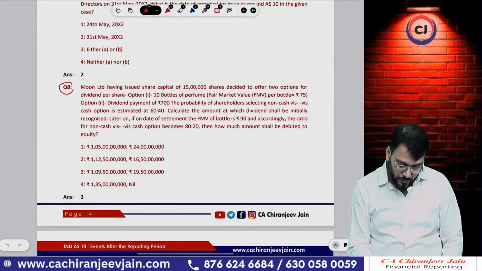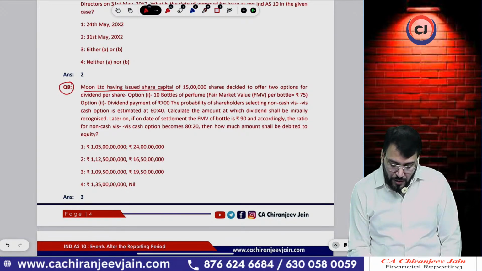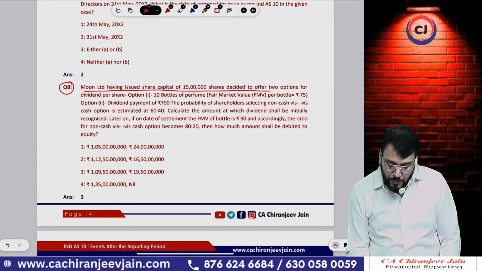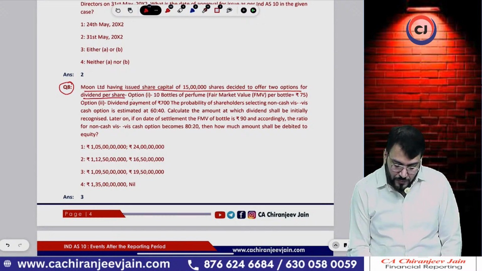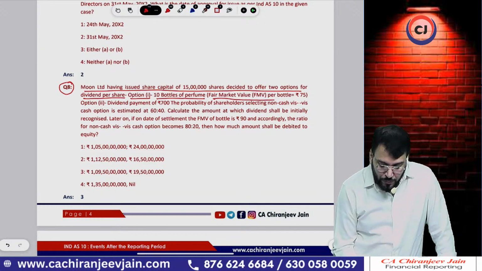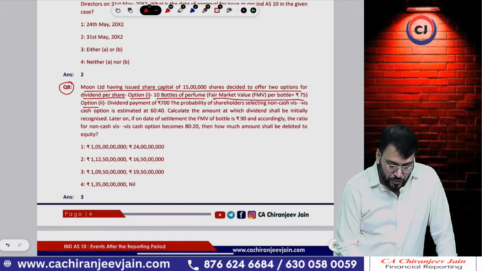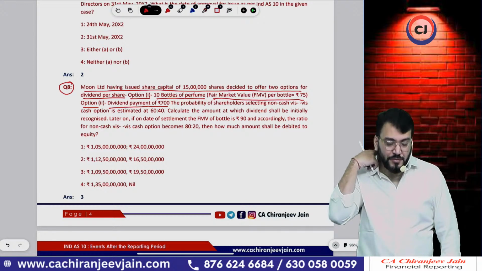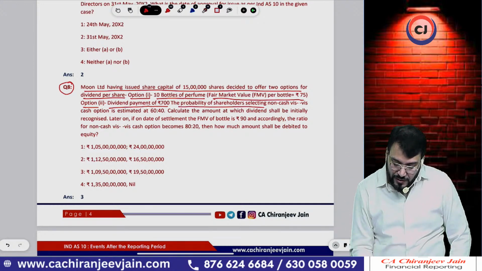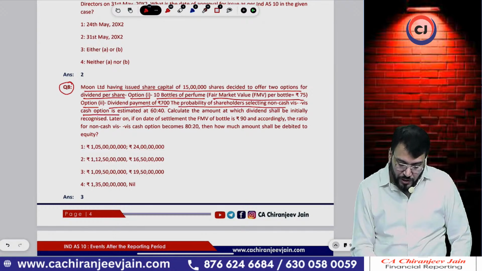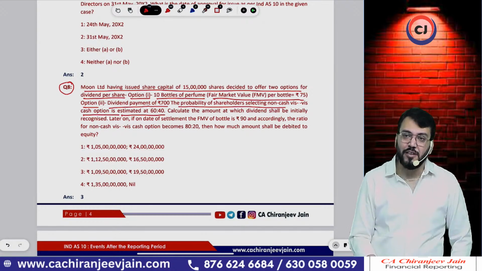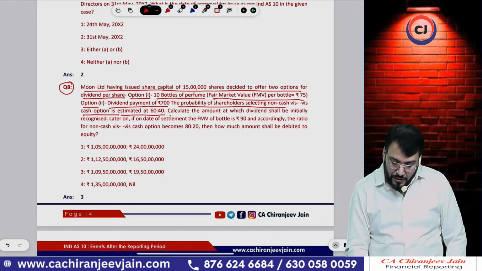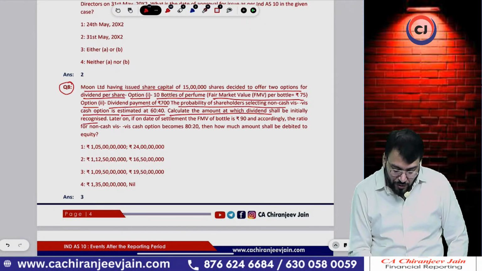This question. Moon Limited, having issued share capital of 15 lakh shares, decided to offer two options for dividend per share. Option 1, 10 bottles of perfume. Fair market value per bottle is 75. Option 2, dividend payment of 700 in cash. In cash only, no? Dividend payment of 700 means in cash. The probability of shareholders selecting non-cash in relation to cash option is estimated at 60:40, 60% and 40%. Calculate the amount at which dividend shall be initially recognized.